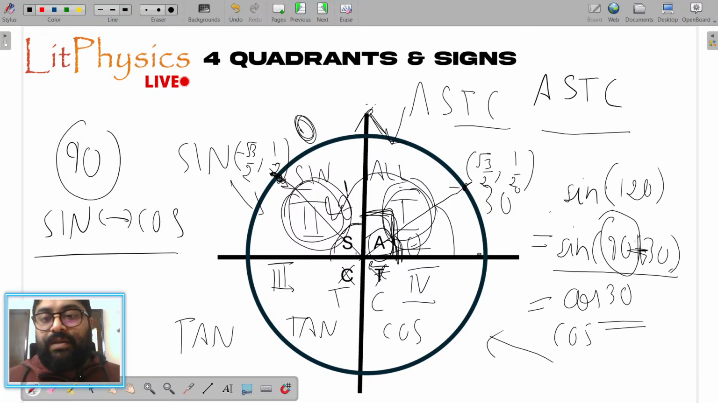Cos 30. And cos 30 is what? Cos 30 is 1 by 2. And what does that become? You have seen it here. This was 1 by 2. So sine 120 is equal to cos 30, which is equal to 1 by 2. Yes. So that is the importance of this unit circle and these quadrants, right? Okay.